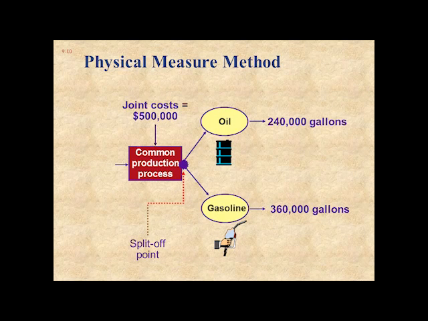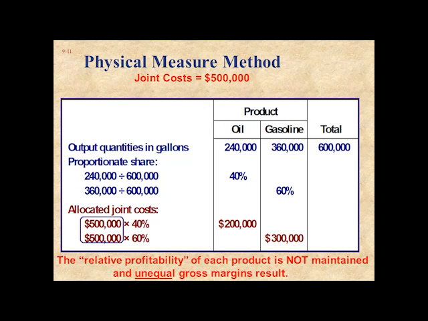The physical measures method is, instead of based on the NRV, simply based on some kind of volume or weight. In this case, it's gallons. So the company that has more gallons in output is going to get more of the cost. And again, very simple. We have 600,000 gallons, and the oil represents 40% of that, so they'll get 40%. The difference here is that the relative profitability of each of the products is not maintained when you use the physical measures method.